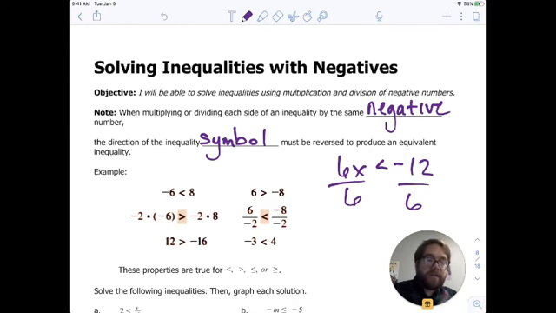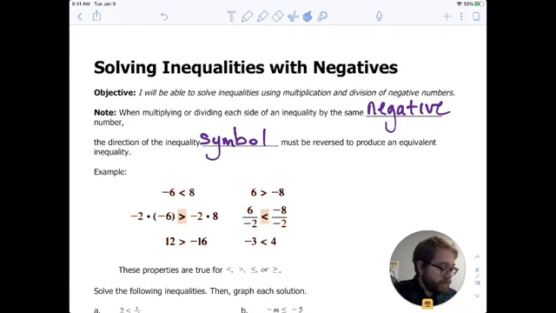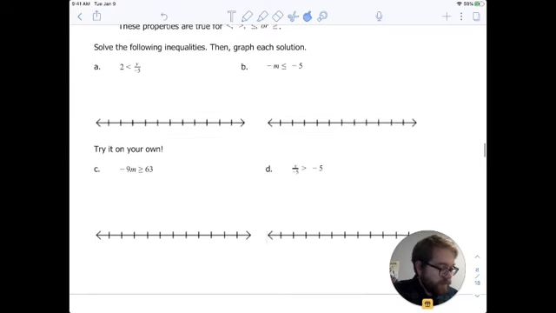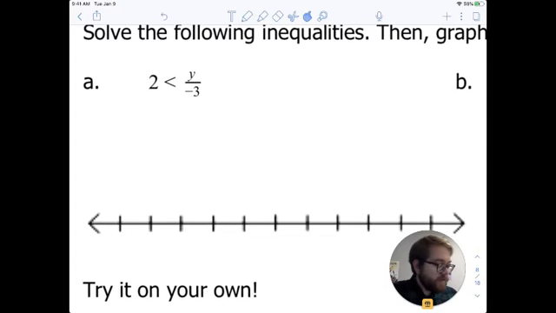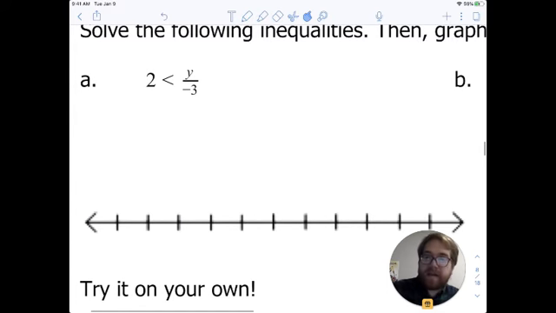You have to actually be dividing or multiplying by a negative in order for that sign to switch. So let's look at some examples. A, solve the following inequalities, then graph each solution. So in A, we have 2 is less than y divided by negative 3.